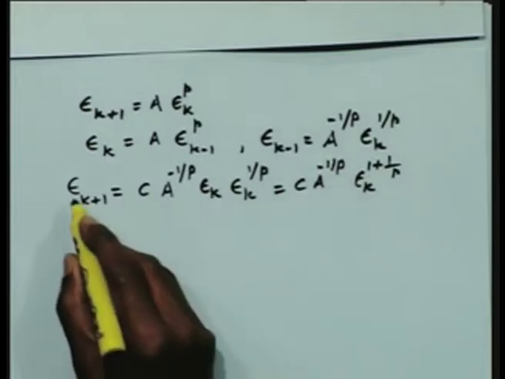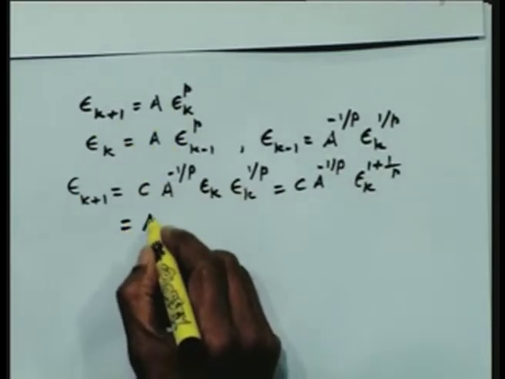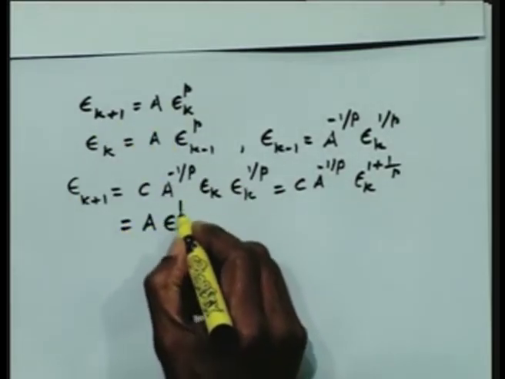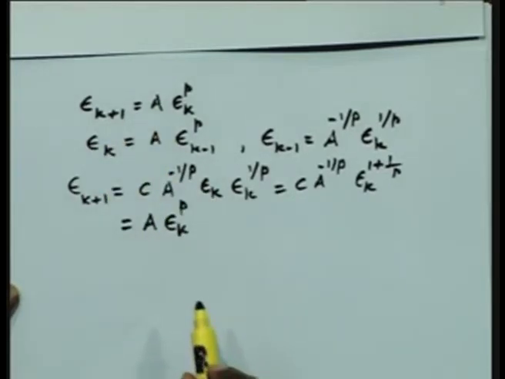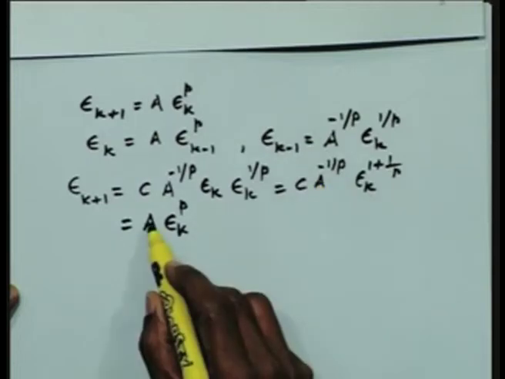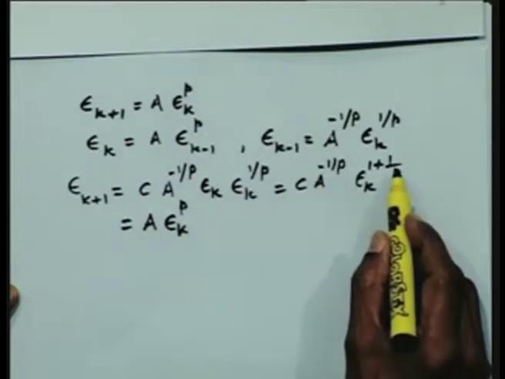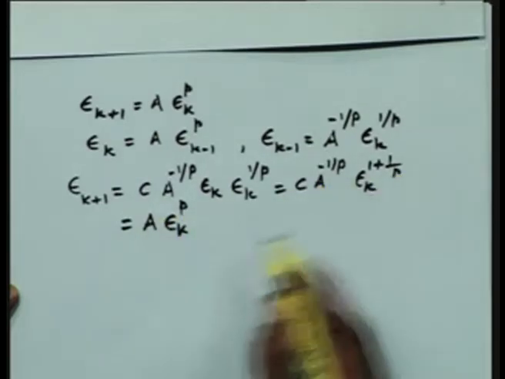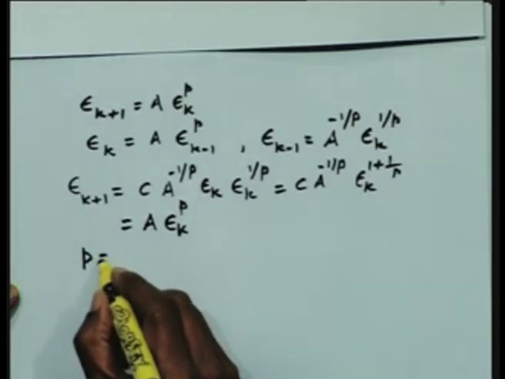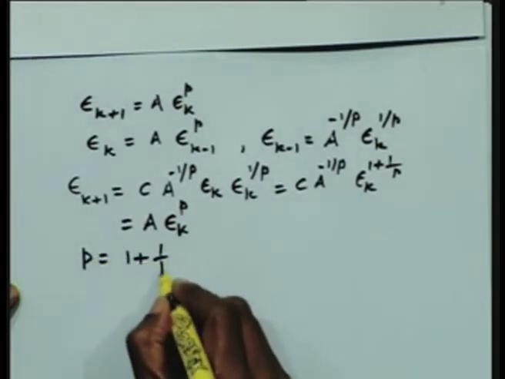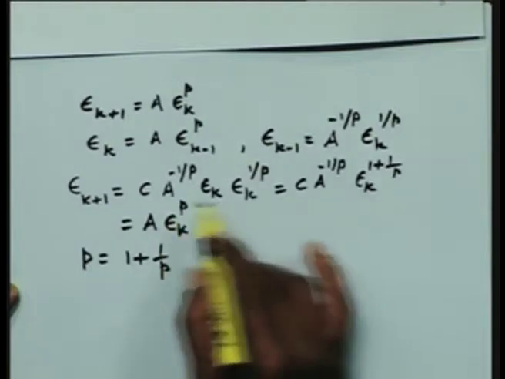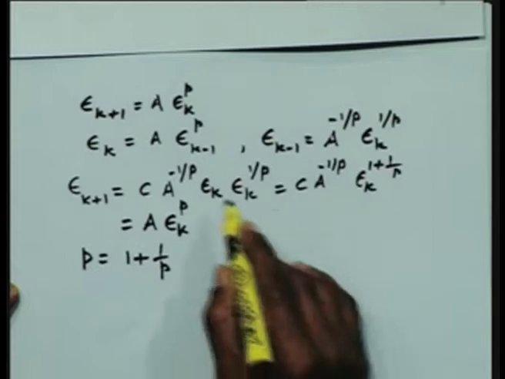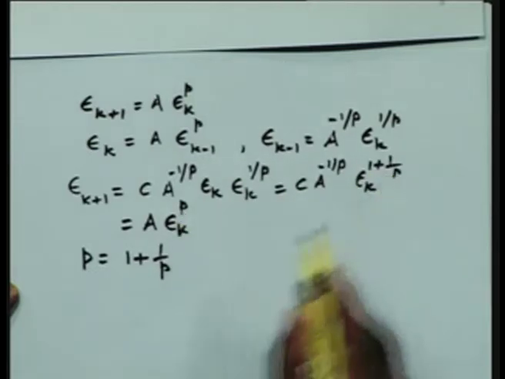But by definition epsilon_{k+1} should be equal to a epsilon_k^p. So this should be equal to a epsilon_k^p. Therefore the powers should be equal in order that this is an identity. Therefore I will have p = 1 + 1/p. We will equate the coefficients in a moment. So the powers should equate, therefore p = 1 + 1/p.